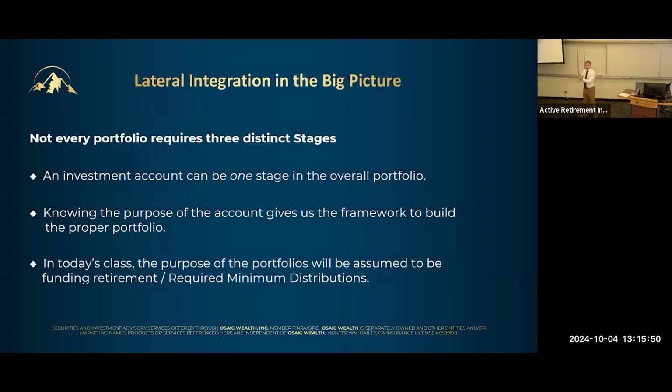And then if that person doesn't need any distributions from an investment account, we can sort of forget that for their investment account, and we can allocate it more aggressively because we know that it's not going to need to fund distributions, it's not going to need to fund lifestyle, and we can get more aggressive with it. So knowing the purpose of the account gives us the framework to build a proper portfolio. Like I'm mentioning multiple times, it's really just understanding what are we trying to do.